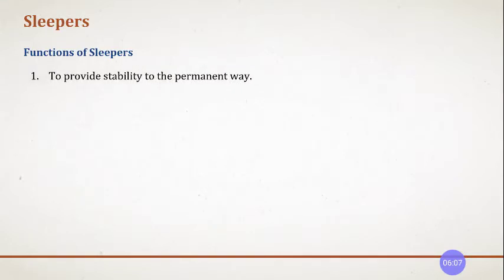Functions of sleepers: they provide stability to the permanent way. That is their main purpose, because they have to hold the track and provide stability to it. Stability means they should make it stand there whenever the load is coming over it. When the train is moving over it, it should be able to stand properly.